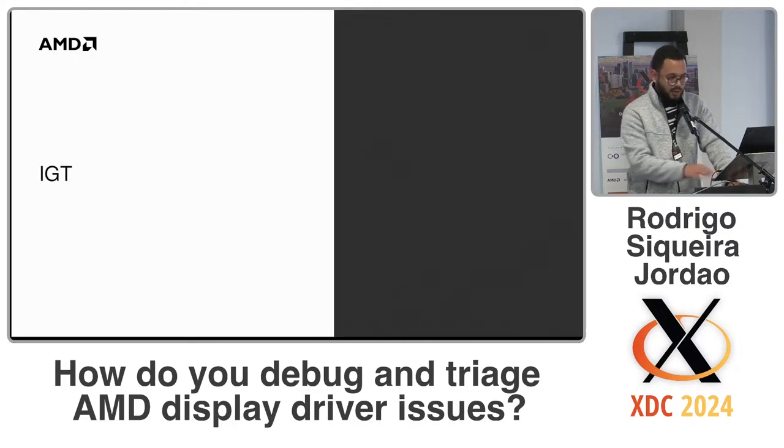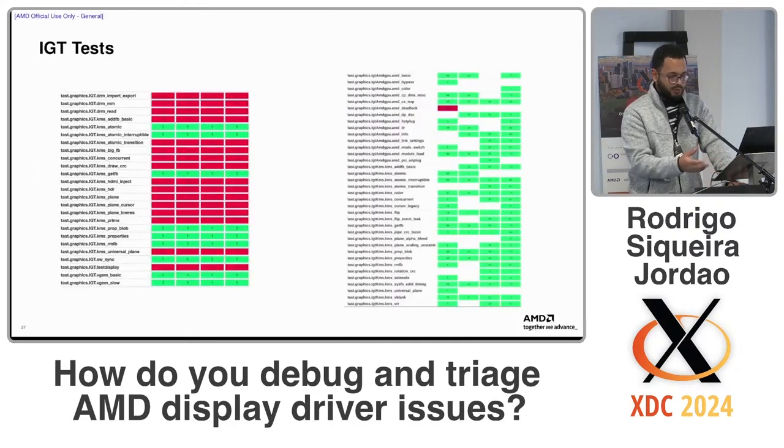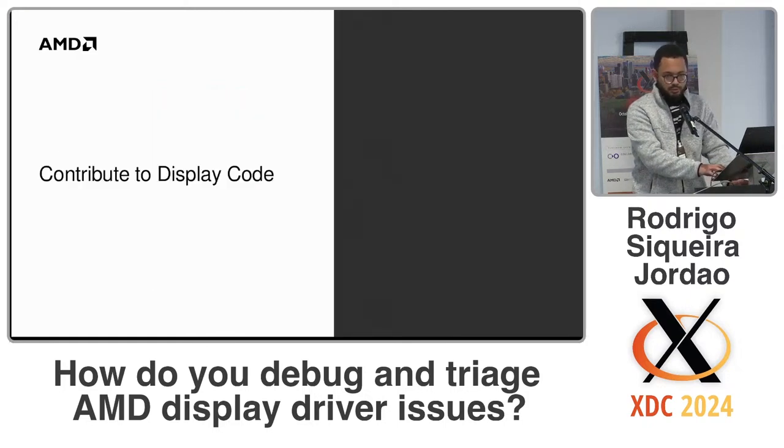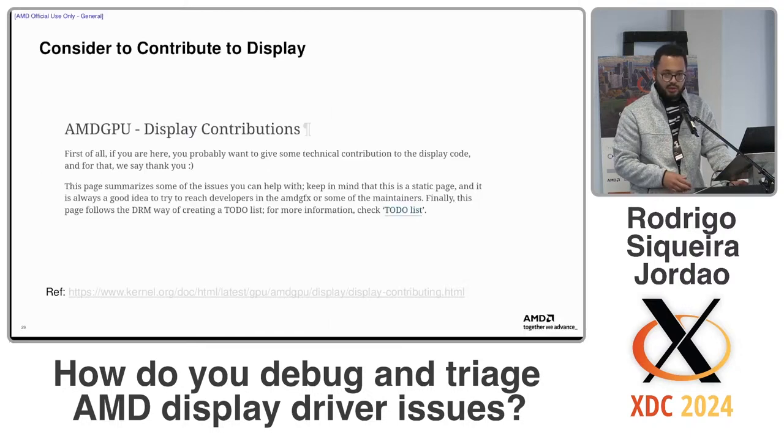And of course, we have IGT. I know in the past we had a lot of issues with IGT. It was not that great, but believe me, now it's really good. It's part of our CI. If you can reproduce the issue with IGT, it's also going to make our life even easier. Finally, if you are interested in that and want to contribute more, we also have a to-do list in the kernel doc. So please feel free to send contributions.